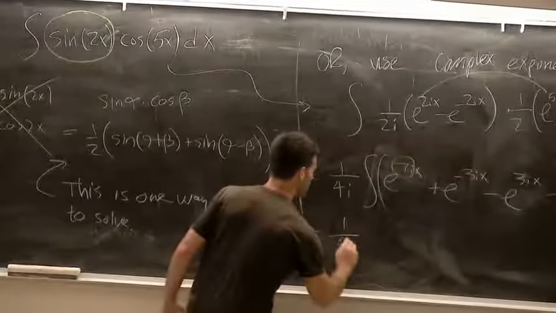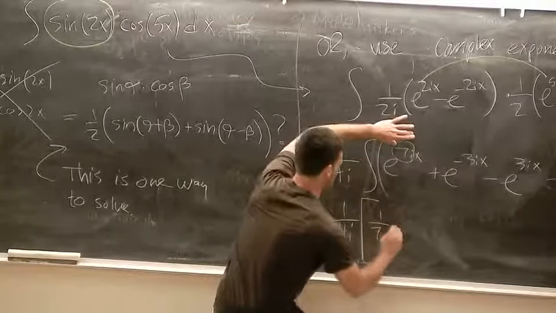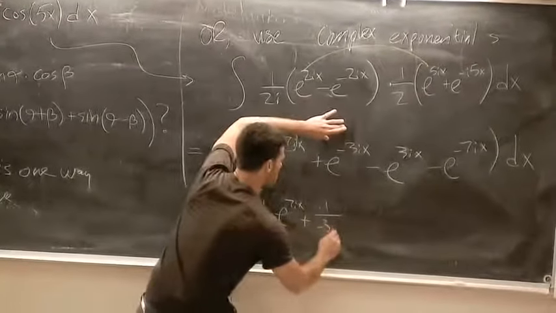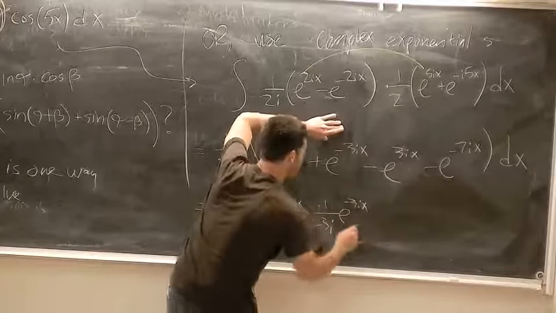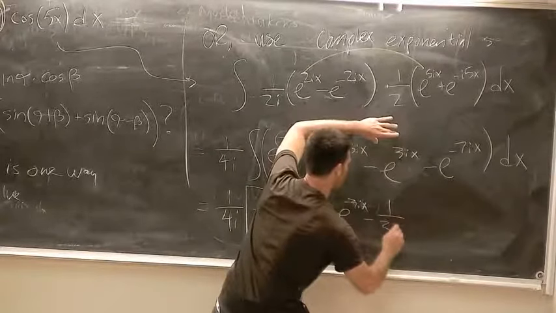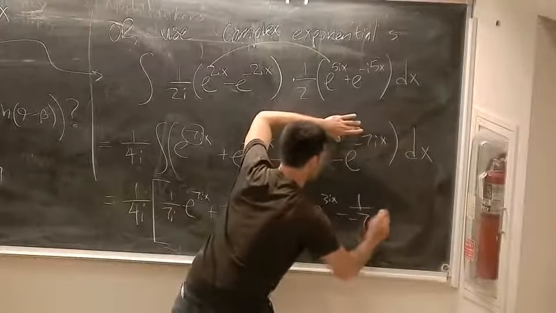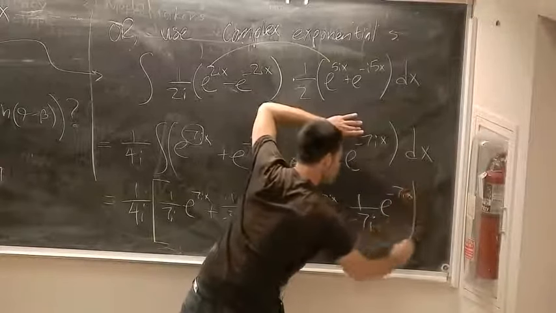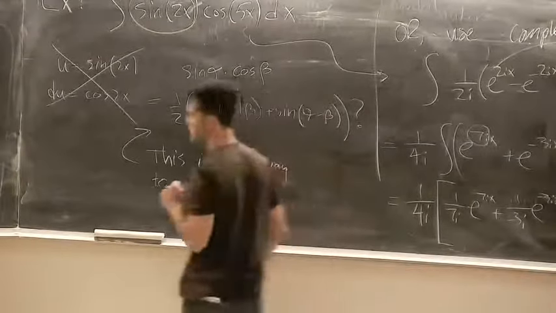So I'll get a 1 over 4i, and then this will be 1 over 7i e to the 7ix, plus 1 over negative 3i e to the negative 3ix, minus 1 over 3i e to the 3ix, and then minus 1 over negative 7i e to the negative 7ix, plus c. And now I just have to simplify that.